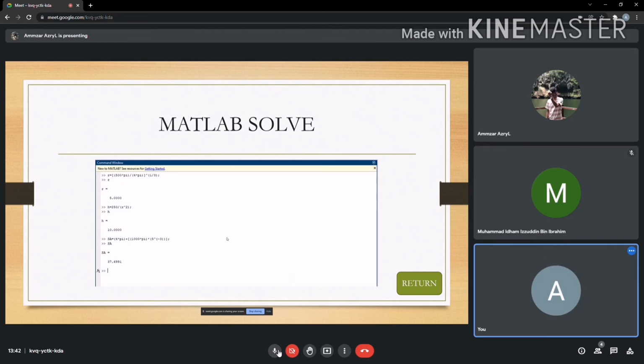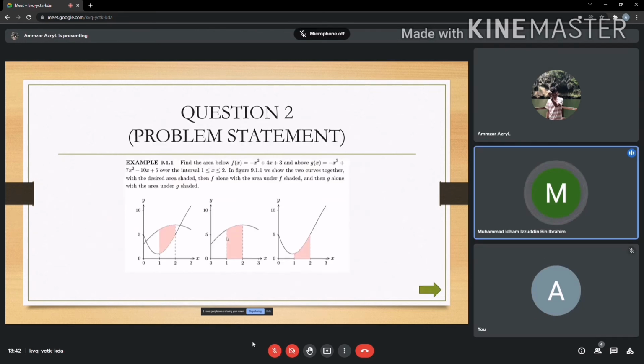Next. For question 2, the problem statement is to find the area below f(x) equals minus x to the power of 2 plus 4x plus 3, and above g(x) equals negative x to the power of 3 plus 7x to the power of 2 minus 10x plus 5, over the interval 1 less than or equal to x and x less than or equal to 2.